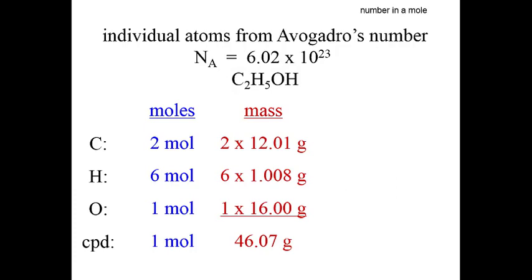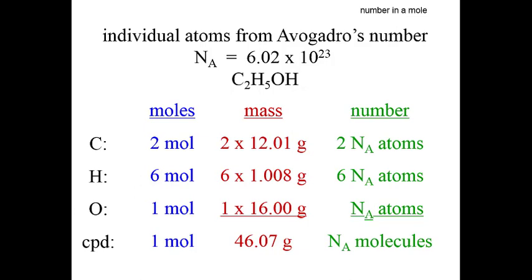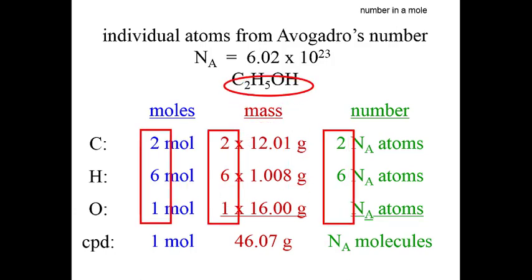We can find the number of individual atoms of each element, knowing Avogadro's number and the number of moles. Avogadro's number, which is given the symbol N sub A, is 6.02 times 10 to the 23rd power. There are 2 times Avogadro's number of carbon atoms, 6 times Avogadro's number of hydrogen atoms, and 1 times Avogadro's number of oxygen atoms. Notice that the constants in front of Avogadro's number are the same as in the mole column and the mass column and come from the subscripts in the chemical formula.